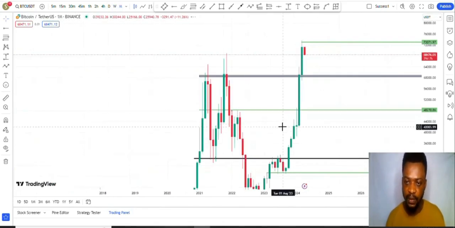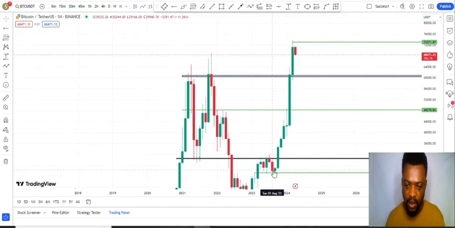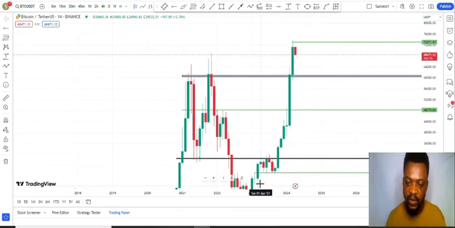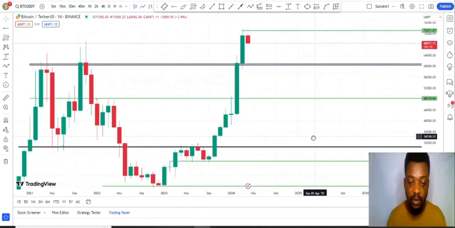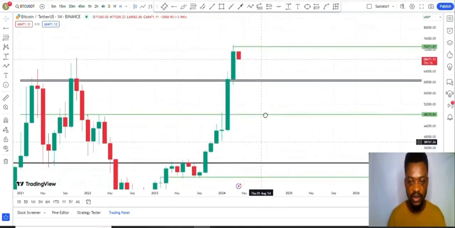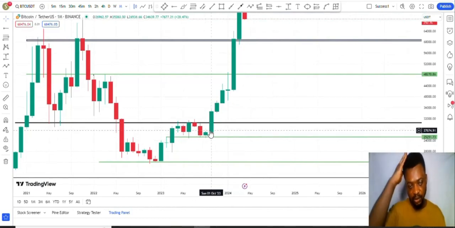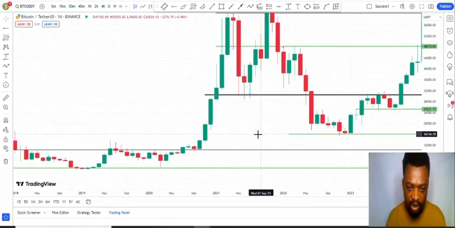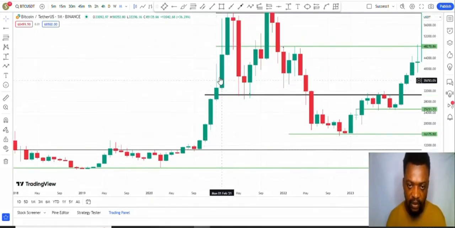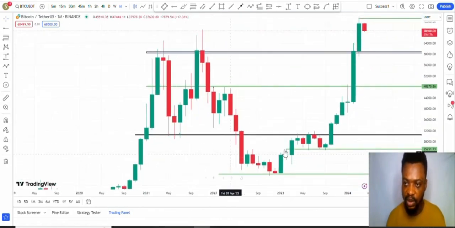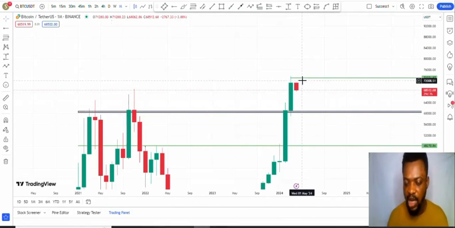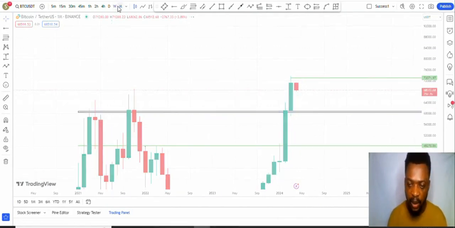Let me see the monthly time frame. From 1, 2, 3, 4, 5, 6, 7. For 7 months, BTC has been bullish. Wow, this is crazy, right? And let me see something. This is 1, 2, 3, 4, 5, 6. Okay, we broke the chain and broke the all-time highs. And okay, let's just see. I don't want to say anything.